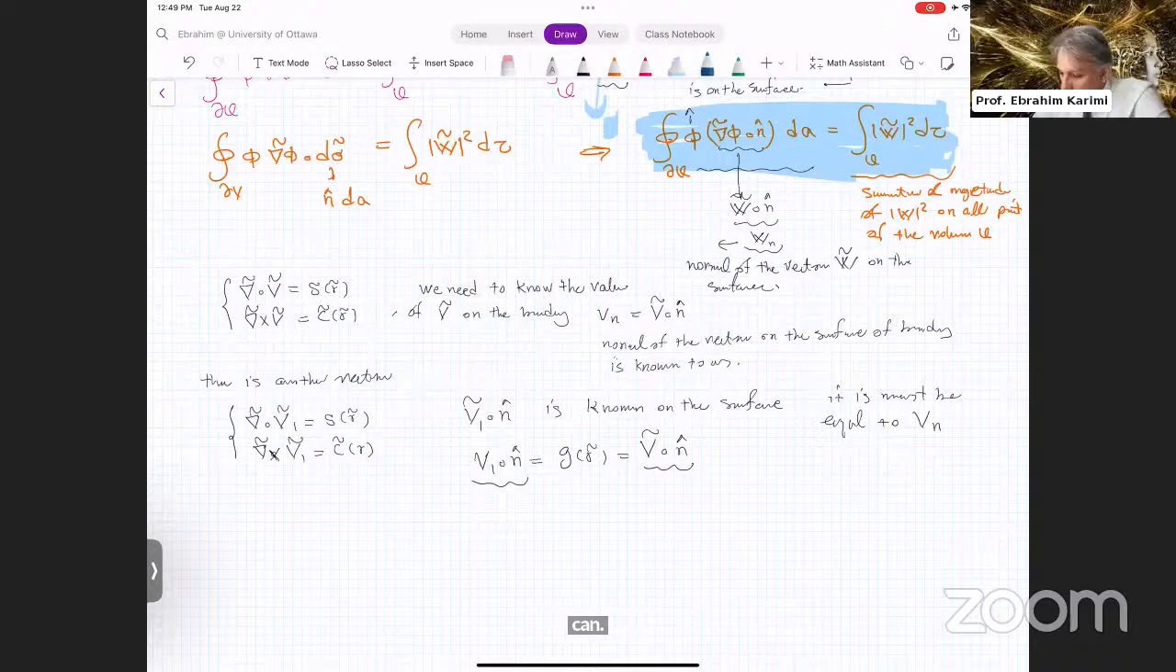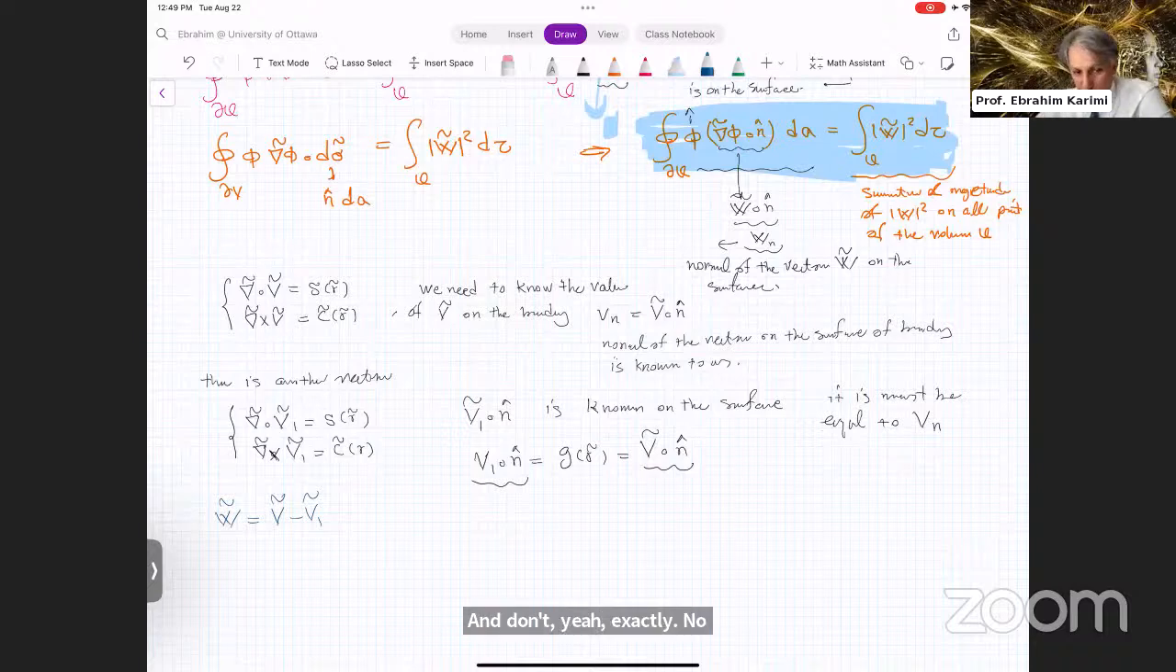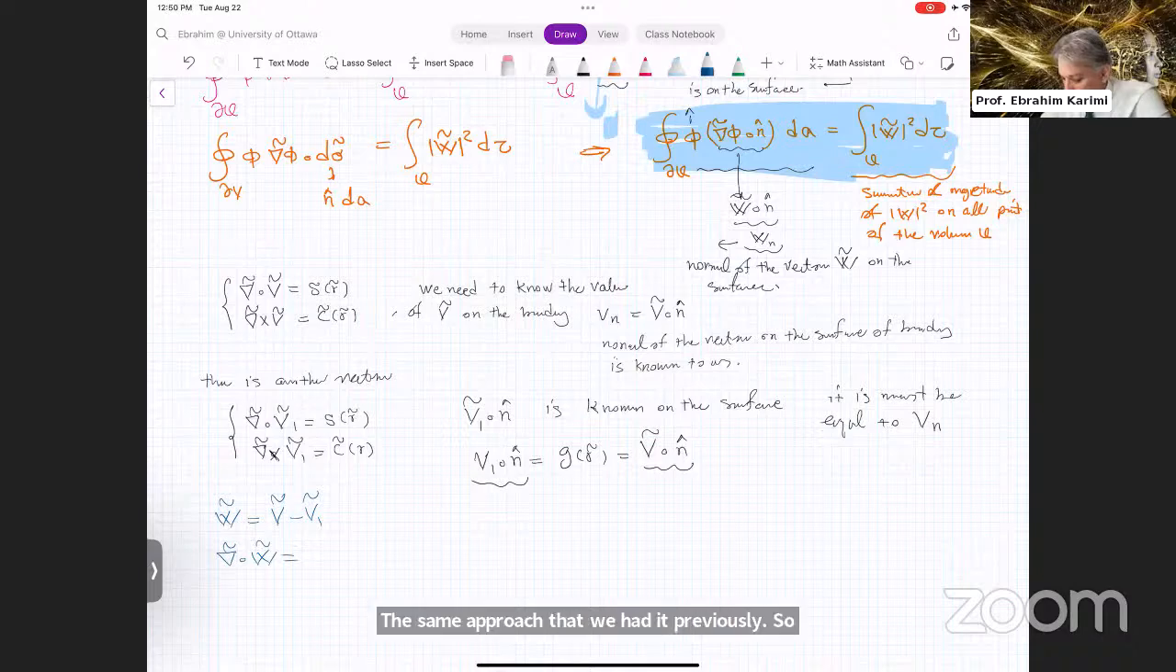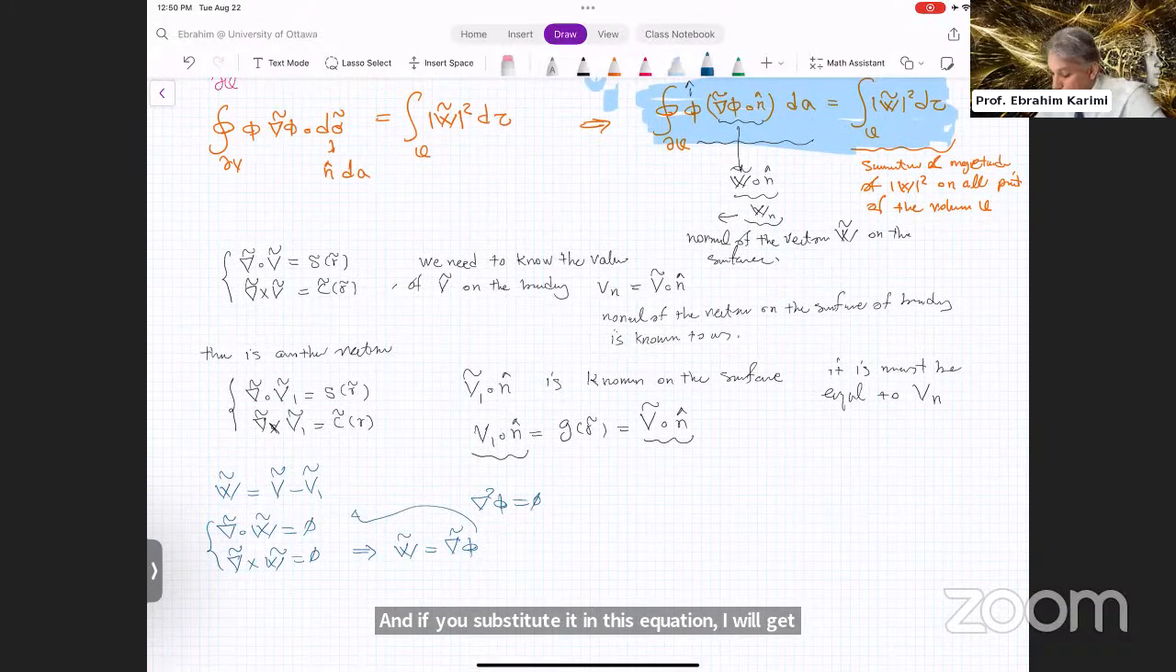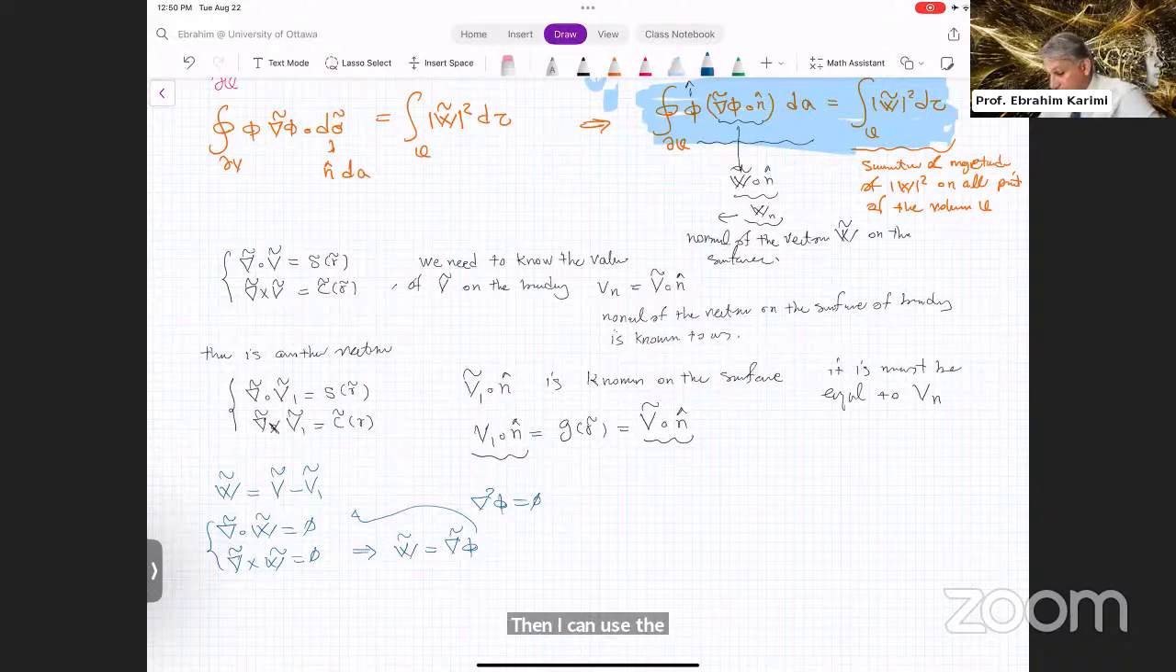Okay. So now I assume that I have W, which is given by V minus V1, the same approach that we had previously. So it means that the divergence of W is equal to 0, as we discussed. Curl of W also is equal to 0. So from here, I will get W to be given by gradient of phi. And if you substitute it in this equation, I will get Laplacian of phi is equal to 0. Then I can use the Gauss theorem and I will get exactly the same expression.